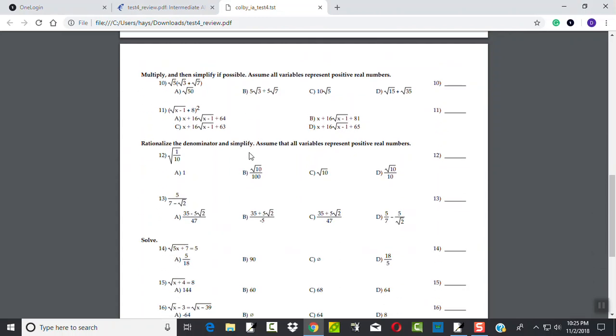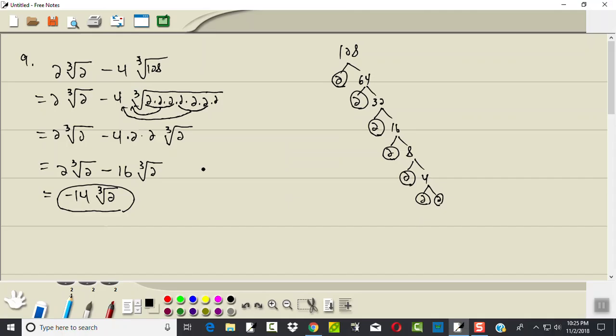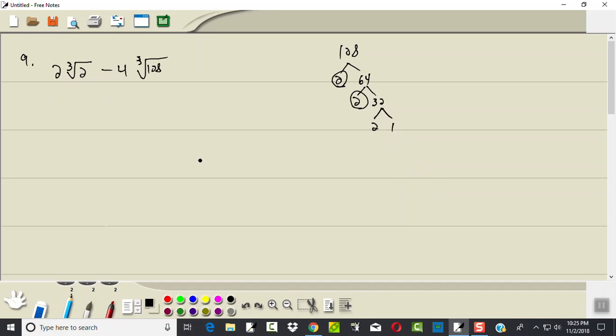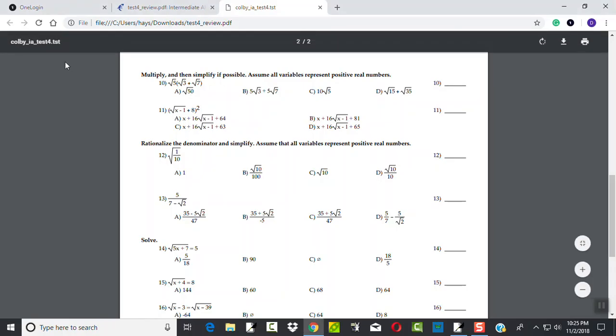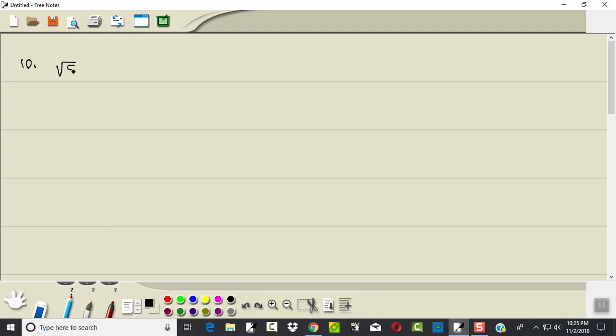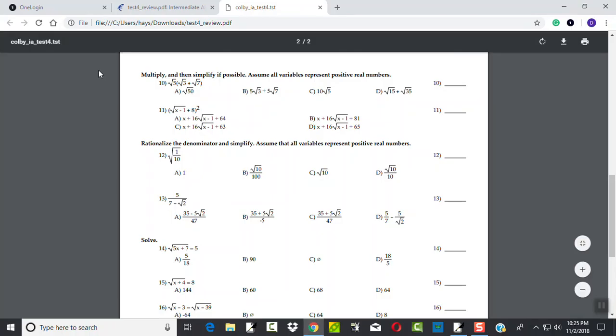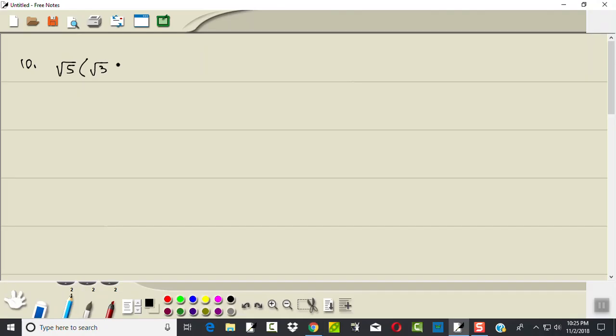Let's take a look at number 10. I'm going to clear this off. We got square root of 5 times square root of 3 plus square root of 7. First off, notice I can't simplify any of these radicals, so I wouldn't even go down that path.